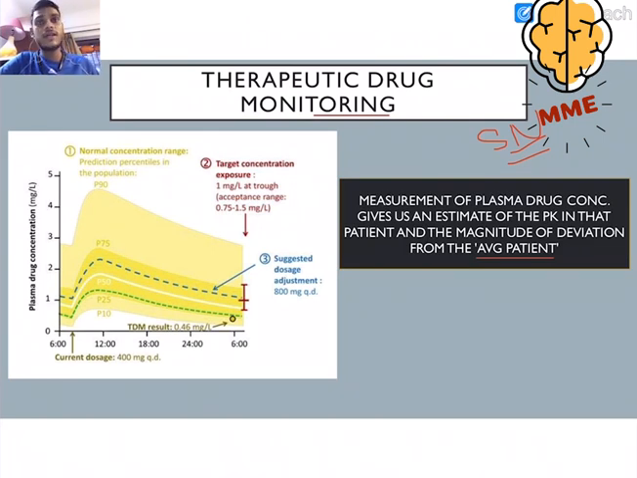So to ensure such mishaps don't happen in our day-to-day practice, what we ensure is therapeutic drug monitoring. We constantly monitor the plasma concentration of the drug, and we titrate or adjust the dose of the drug in accordance with the needs of that respective patient. For example, as you can see over here, the suggested dosage is being reduced to 800 milligrams.